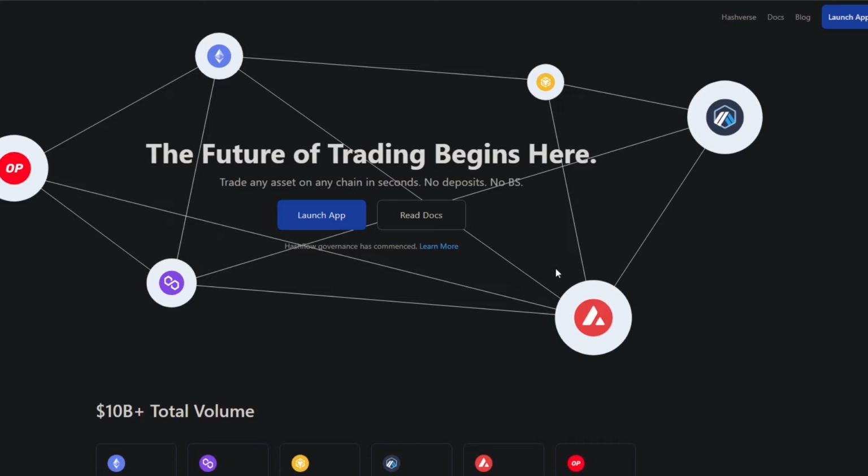Hashflow stresses that its cross-chain swaps don't require swappers to access a smart contract. So we're going to talk about it later. Let's simply get into it.